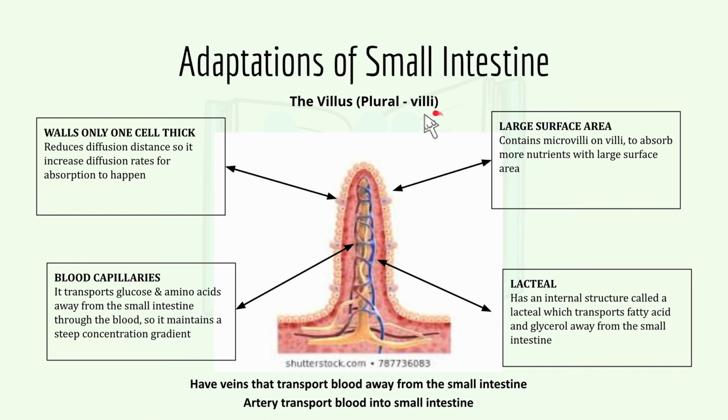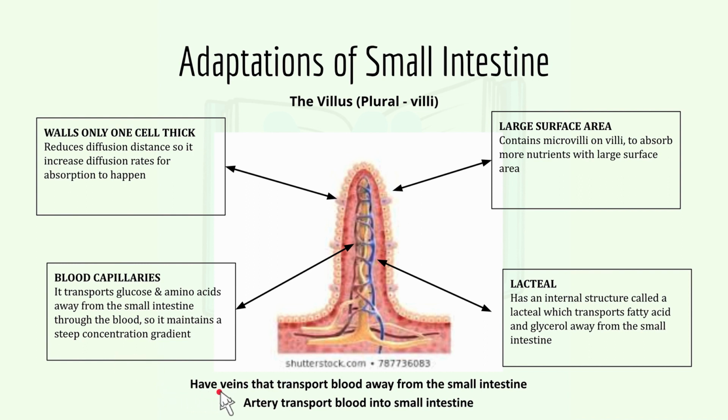And then we have the villus, and the adaptations of the small intestine. The villus is located in the small intestine in the lining. The walls are only one cell thick to reduce diffusion distance, so it increases diffusion rates for absorption to happen. And it has an extensive network of blood capillaries to transport glucose and amino acids away from the small intestine and through the blood, so it maintains a steep concentration gradient.